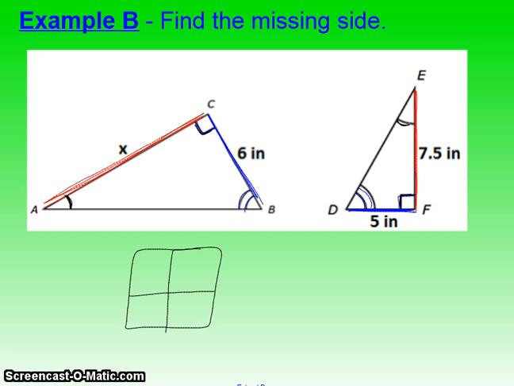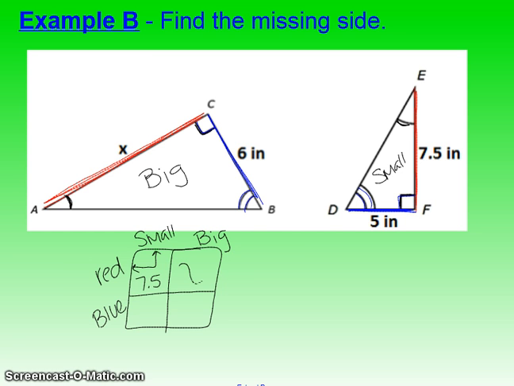And on the very top of my box, I'm going to put small, and I'm going to put big, and then off to the left side, I'm going to put those two colors that I used. So I used red and I used blue. So I know in my small red triangle, I have 7.5. I know in my big red triangle, I have an X. Then I look at small and blue, and I have 5. And I look at big and blue, and I have 6.